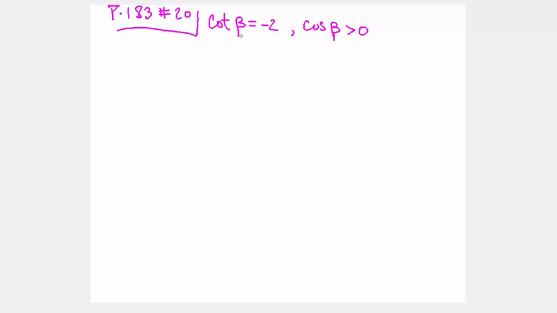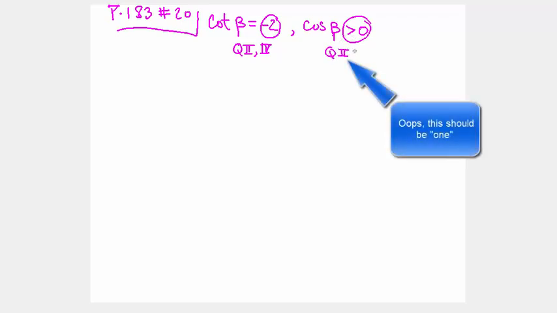Now if cotangent of beta is given as -2, notice it's negative. The fact that a cotangent value is negative, if you recall the cotangent has different signs in different quadrants, means it would have to be either quadrant 2 or quadrant 4. But we're not totally sure which one yet, so let's move on. The fact that cosine of beta is positive actually limits which option it could be, right? Because cosine is positive in quadrants 1 or 4.